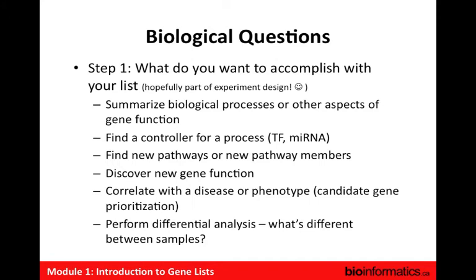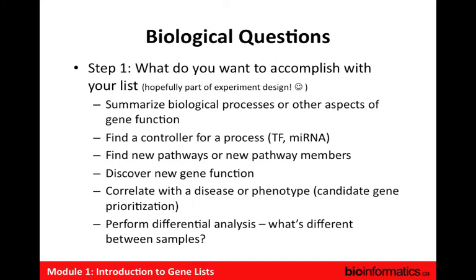But basically, as I mentioned, one of the things you can do is summarize all the biological processes or other aspects of gene function that the genes are telling you about, and that is mostly hypothesis generating. So if you're doing a screen and you have no idea what to expect, that's usually a very useful place to start. The screen says, okay, all of these genes coming out of the screen are related to the cell cycle. So the cell cycle must be important in this phenotype. And then you can test that.